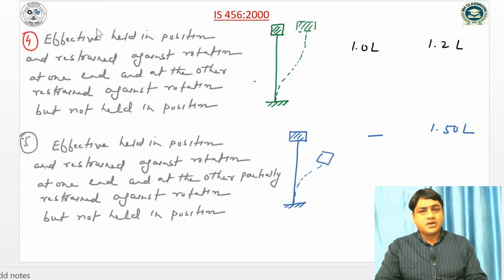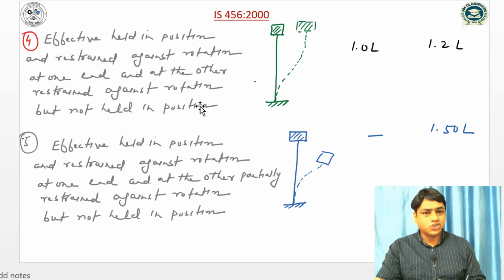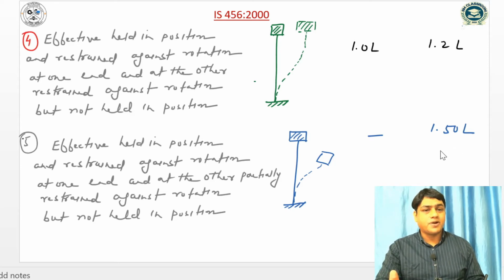Similarly, when one end is effectively held in position and restrained against rotation, meaning one end is fixed, and the other end is restrained against rotation but not held in position, in that case our theoretical value is L, and the recommended value is 1.2 L. Similarly, if one end is fixed and the other end is partially restrained against rotation but not held in position, in that case no theoretical value is suggested by IS 456, but the recommended value we can take is 1.5 L.